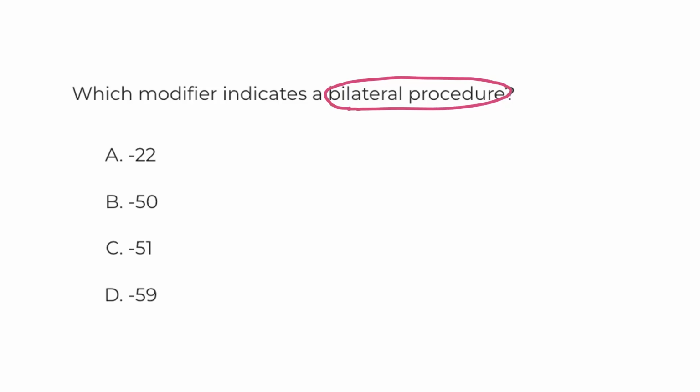Well, a bilateral procedure is a procedure that affects both sides of the body. So imagine having surgery on both of your hands, both of your eyes, both of your feet, etc. A procedure that affects both sides. So each of these 4 2-digit numbers represents a modifier, one of which indicates a bilateral procedure, and the other modifiers indicate something else. So let's go through these quickly one at a time.